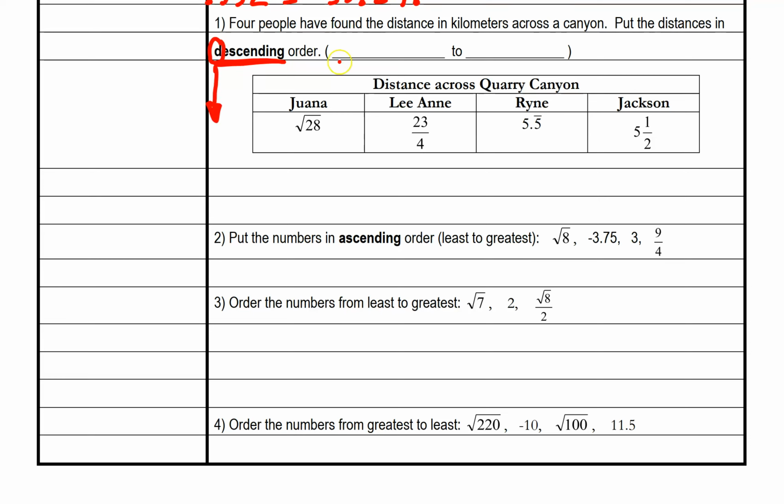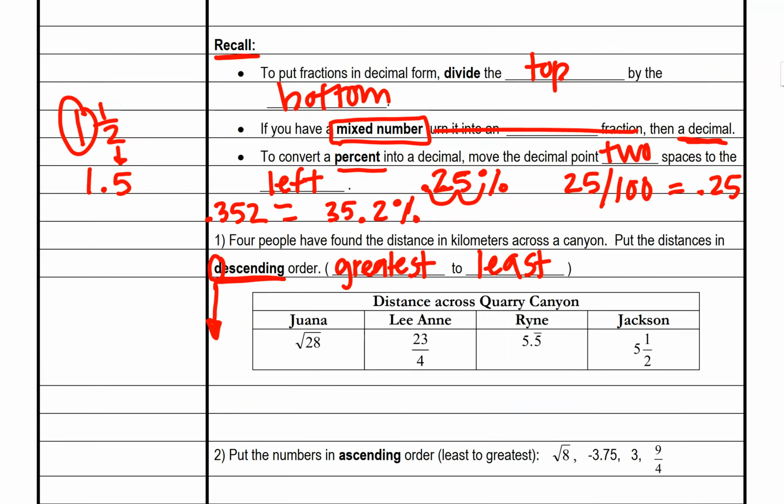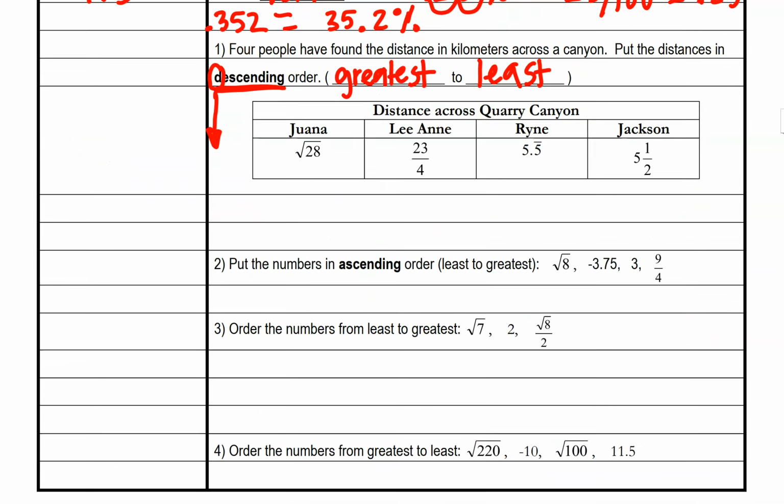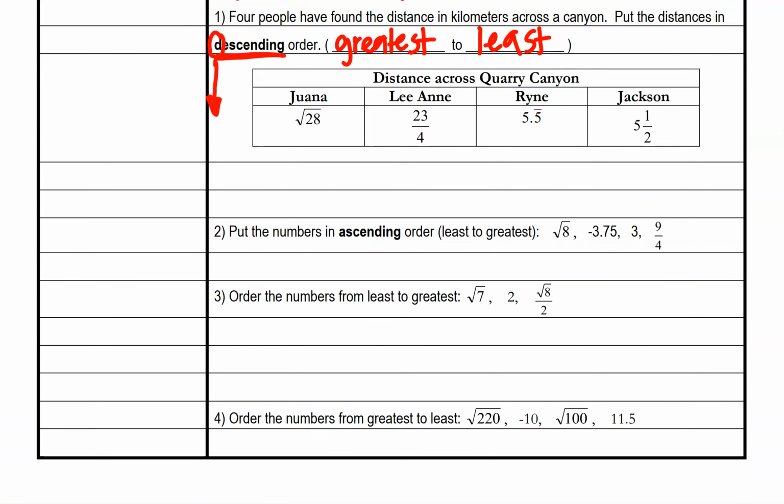So from greatest to least. So from the biggest number to the smallest number, descending order, going down from greatest to least. All right, so the first thing that we have to do, if we go back to here, it is easiest to put the numbers in decimal form. So we're going to put all these numbers in decimal form.